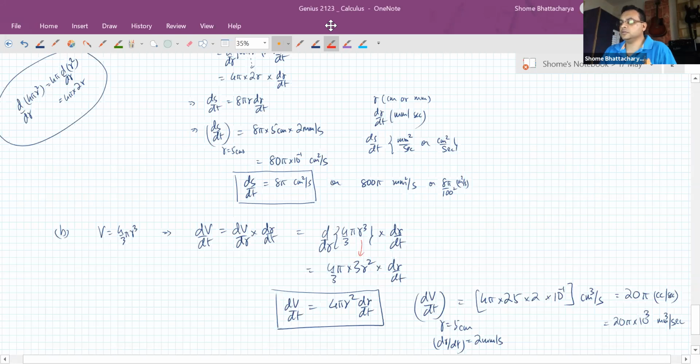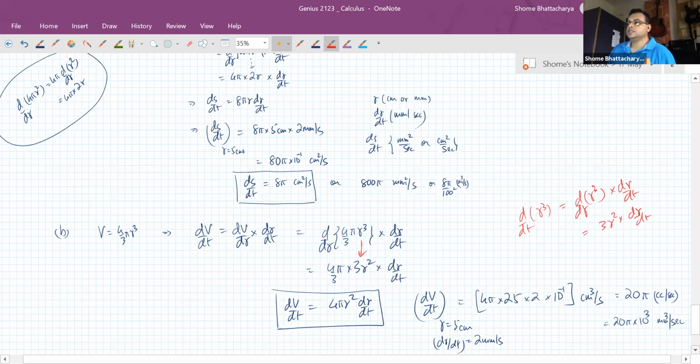Abhinav, I think you had this doubt, right? Differentiating, yes sir. So you've seen that we are doing that? This 3r square has come from differentiation of r cube only. So basically, when we are differentiating r cube with respect to time, we'll get differentiation with respect to r into dr by dt. That's how we are getting this term 3r square into dr by dt. And the 4 by 3 pi is just a constant, it's coming outside. Yes, sir, understood.